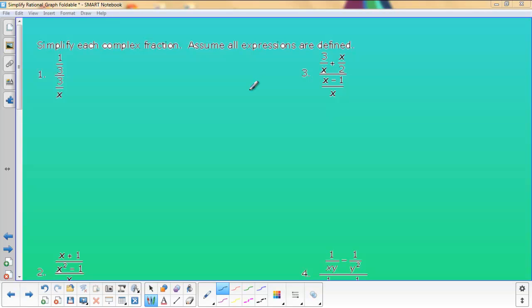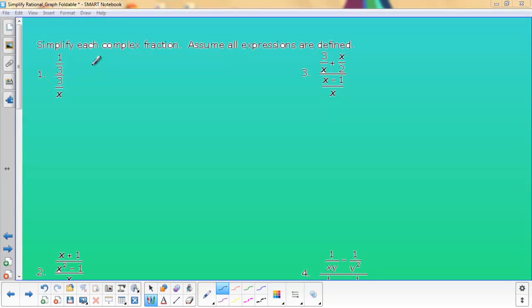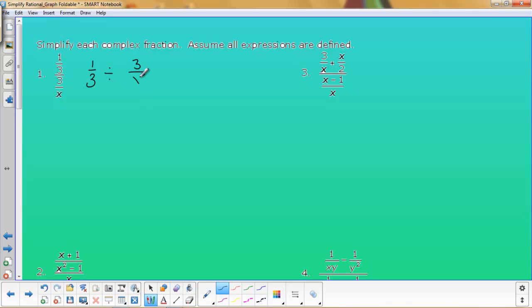We are going to begin this particular video by using the keep change flip method of solving compound or complex fractions. Okay? So the first thing I'm going to do here is go ahead and rewrite it as a conventional division statement where I have 1/3 divided by 3 over x.